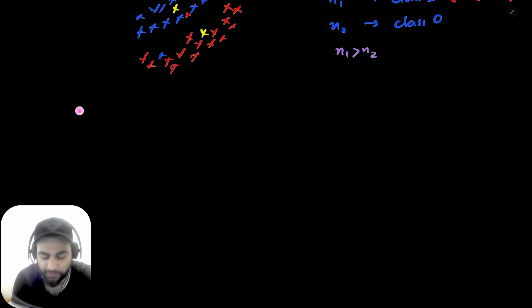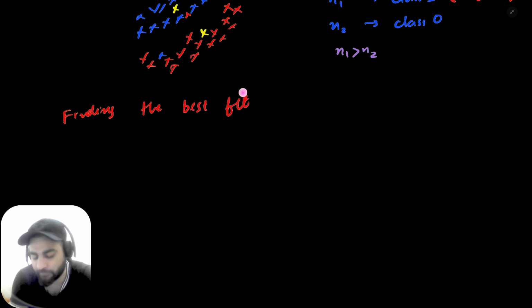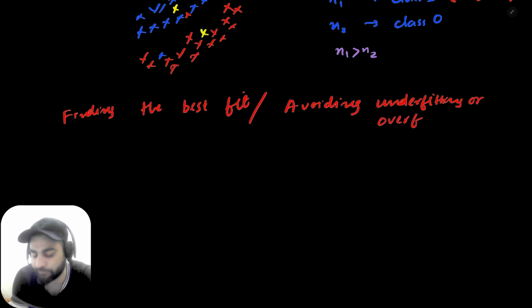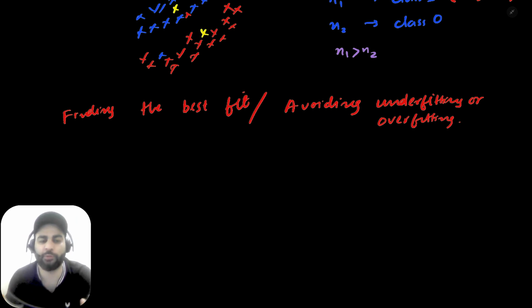Let me write it. So finding the best fit, or avoiding underfitting or overfitting. This is the thing that we want to see. We want to avoid this. We want to see how can we find the best fit so that we can avoid overfitting.